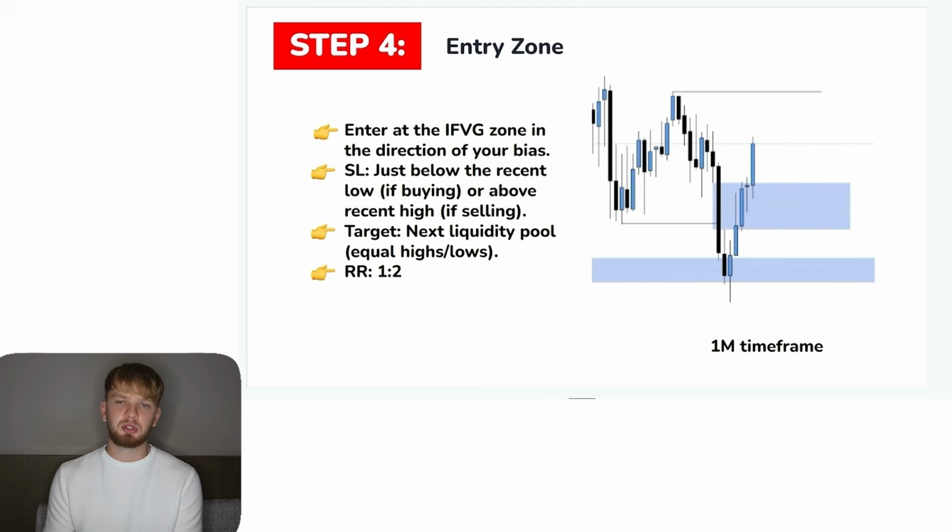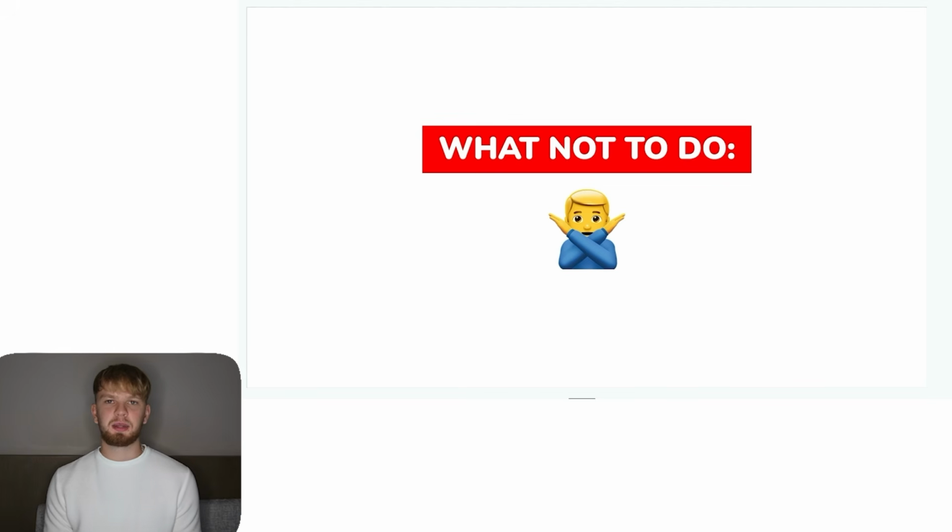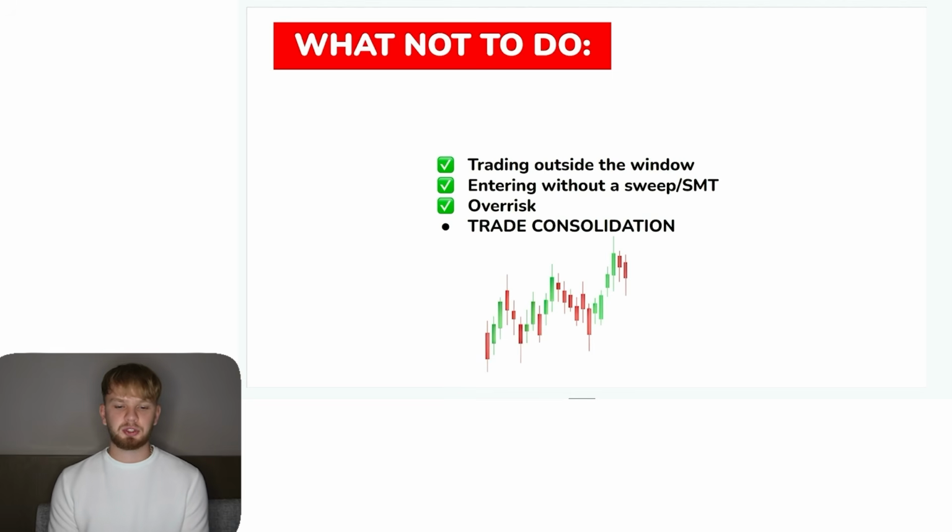Every single trade that you take should be above a 1-to-1 risk to reward. Of course, you want to aim for the 1-to-3 or 1-to-2 risk to rewards, but nothing less than a 1-to-1. These are some of the things what not to do and what not to look out for. Don't trade outside of the window. Don't trade out of the times that I told you. Don't enter without a sweep or an SMT.